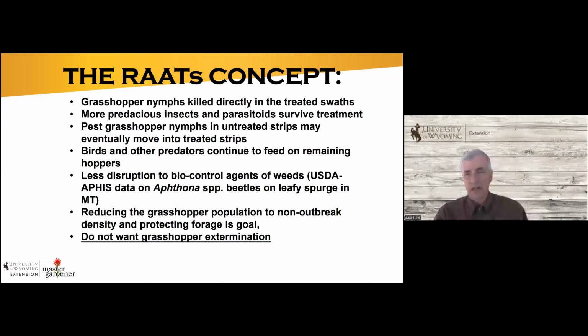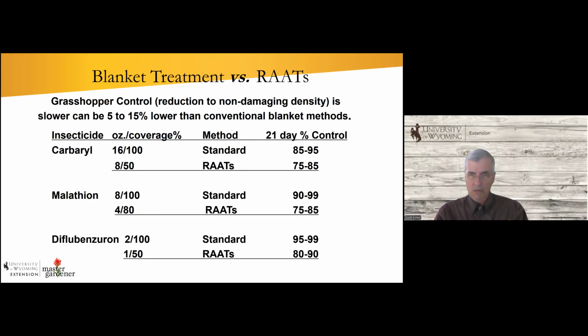There's actually some data on testing that they did on the beetles that are used against leafy spurge in Montana. So again, we are protecting forage is the goal, and we do not want grasshopper extermination. They couldn't get it done even back when they were using extremely potent insecticides on the rangeland, and now we do not want to do it.